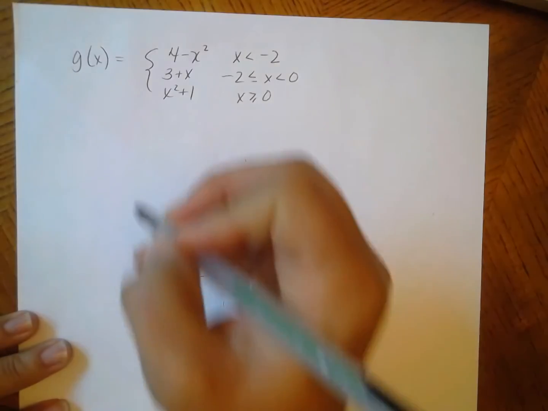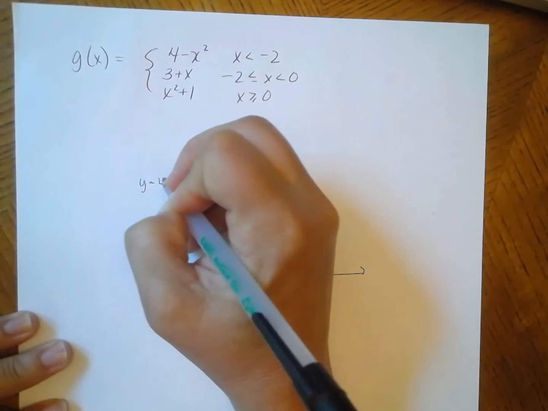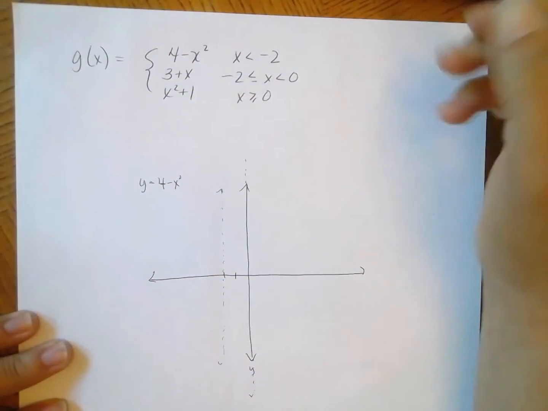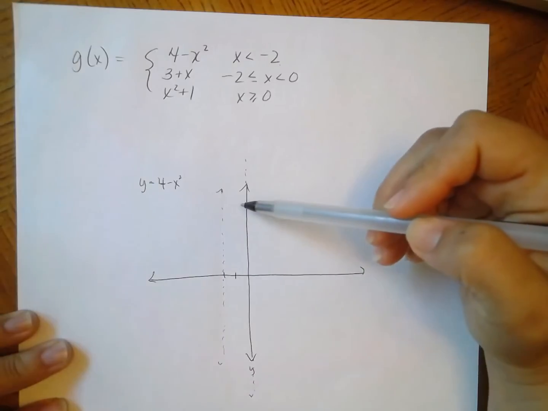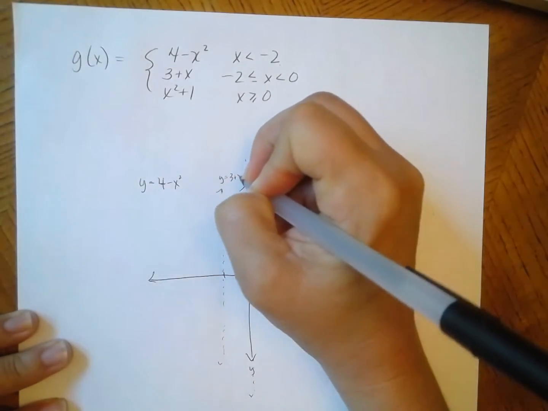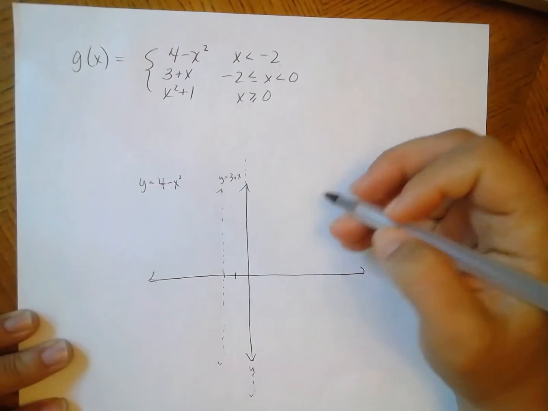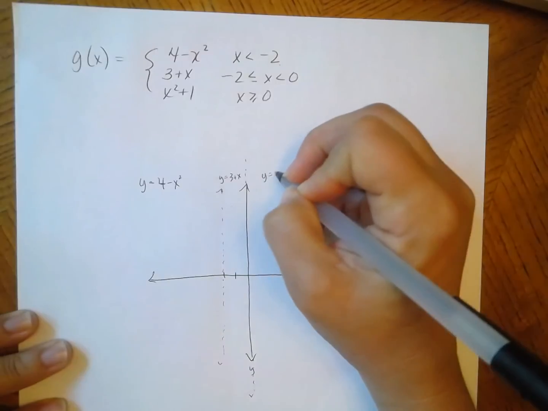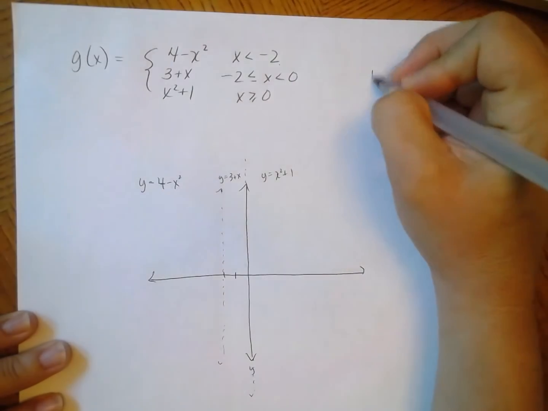So over here, my graph will look like y equals 4 minus x squared, because that's the part that's defined for less than -2. In between here, this little piece, I have 3 plus x. It'll look like that in between here. And then out here, greater than 0, my graph will look like y equals x squared plus 1. Okay, so I guess we'll just work from left to right. All right, so let me make a table here.